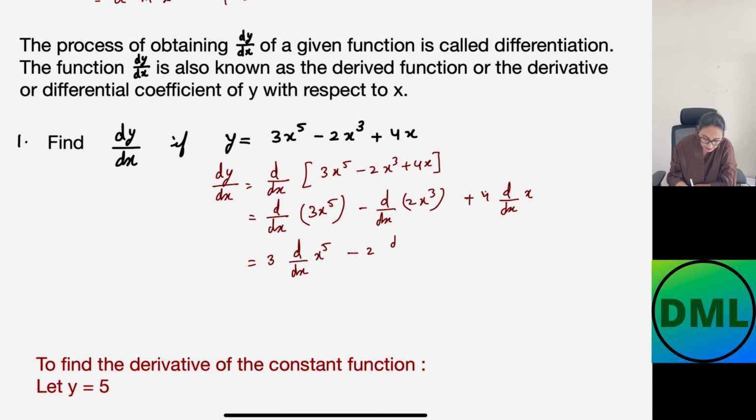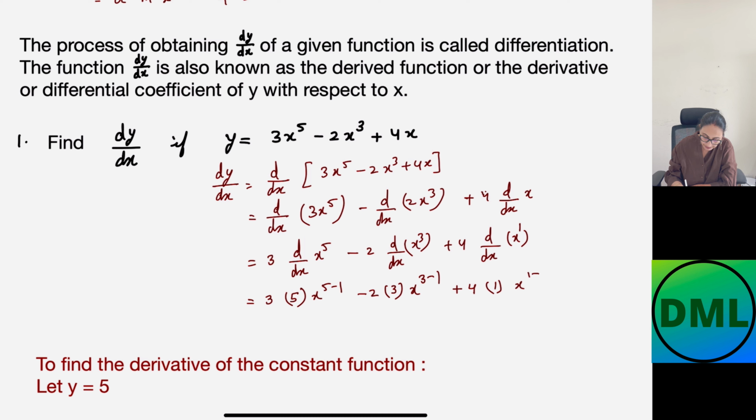2 is a constant term. This will be written as d by dx of x cube plus 4. This will be written as d by dx. You are differentiating x. X to the power 5 will be written as 5 in the front, x to the power 5 minus 1. Minus 2. X to the power 3 will be written as 3 in the front, x to the power 3 minus 1. Plus 4. Here the power is 1, which will be written as 1, x to the power 1 minus 1.